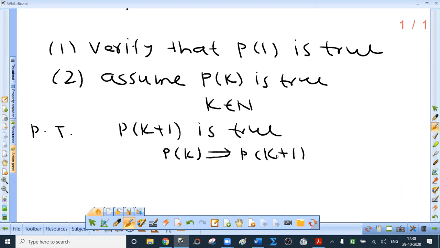Now, second step is assumption. We assume that P of n is true for some k belonging to N. That is to assume that P of k is true. The third step is succession, to prove that P of n is true for n equal to k plus 1. That is to prove that P of k plus 1 is true. And the fourth step is induction. We conclude that P of n is true for all natural values of n. Okay, so this is nothing but the principle of mathematical induction.